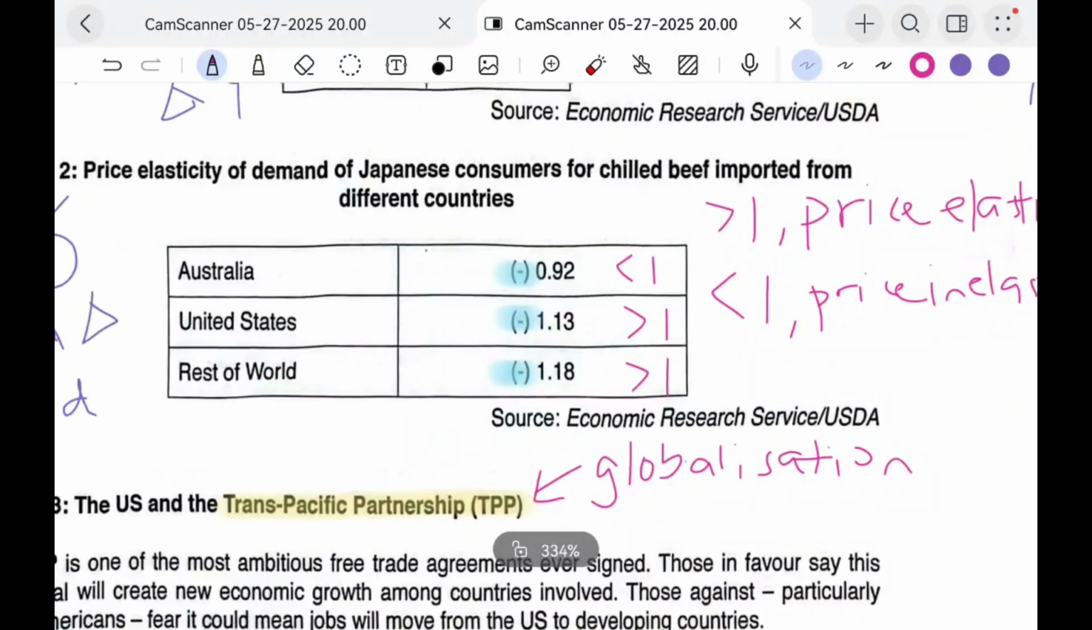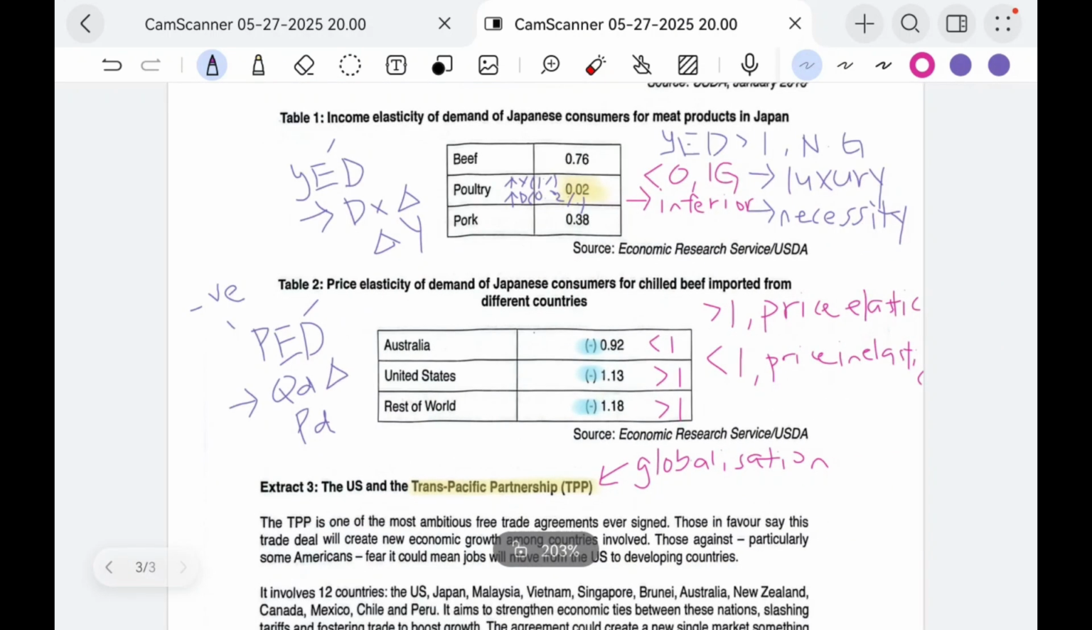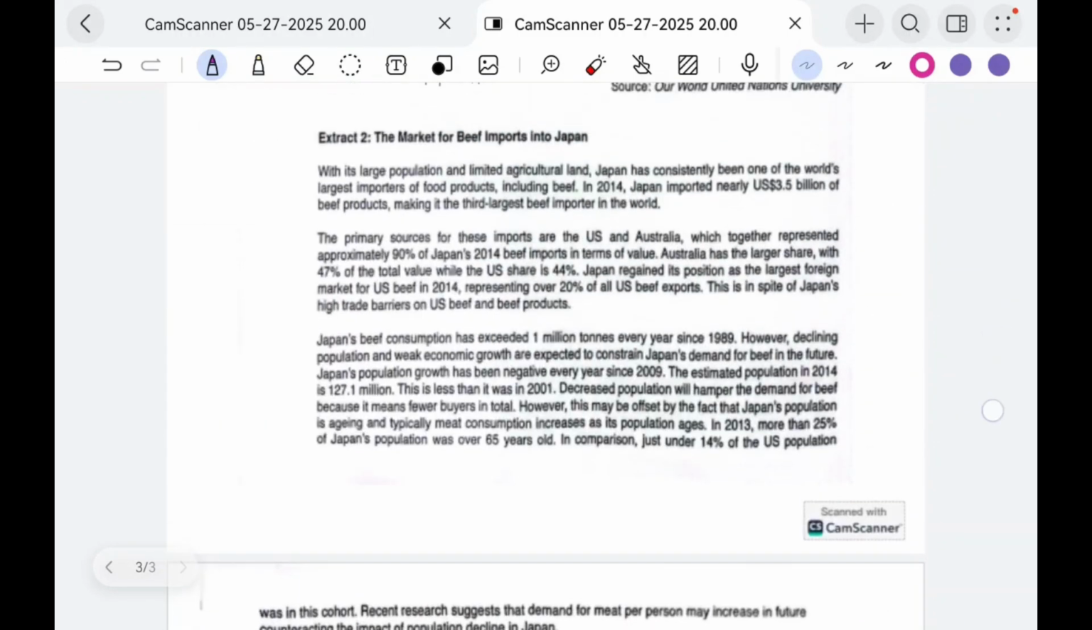Okay, so see, for Australia, you see that the PED is less than 1. So when it is less than 1, the impact to total spending is that it will increase, while the rest of the world is more than 1. The impact to the total spending will decrease. So this should be your answer for part C.